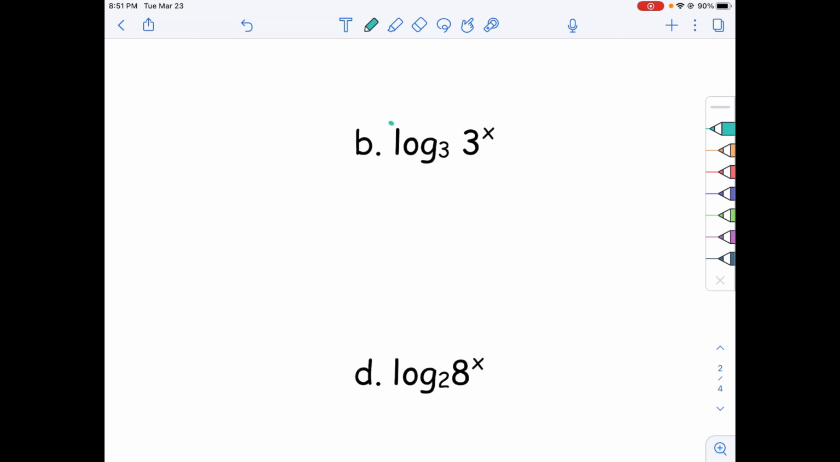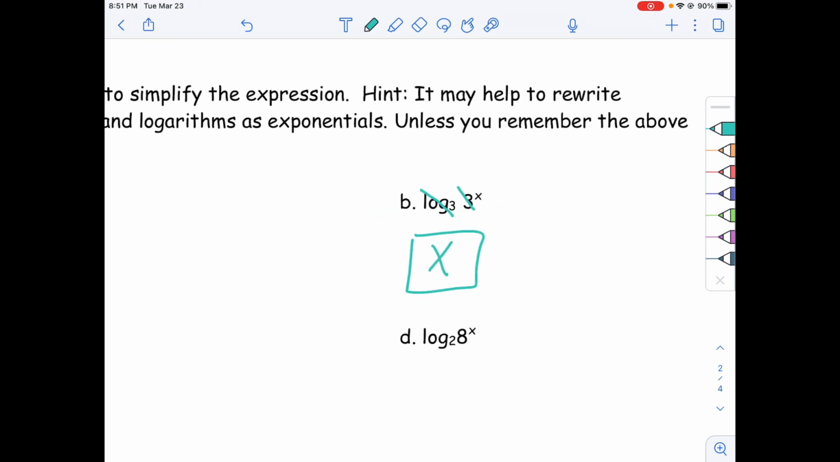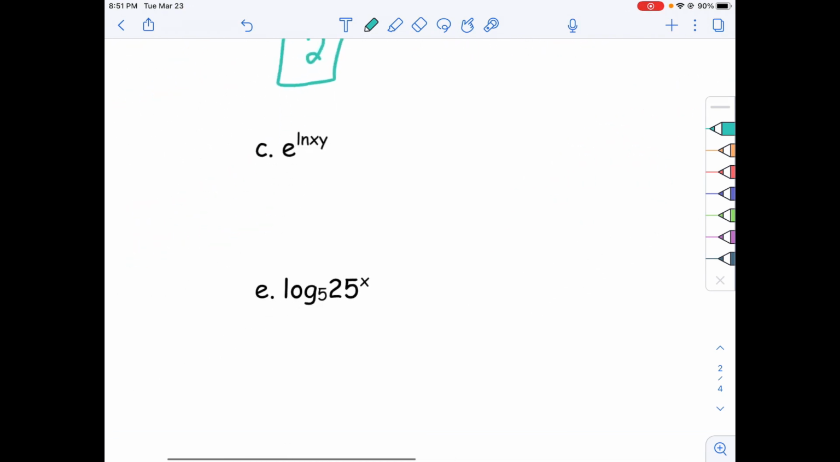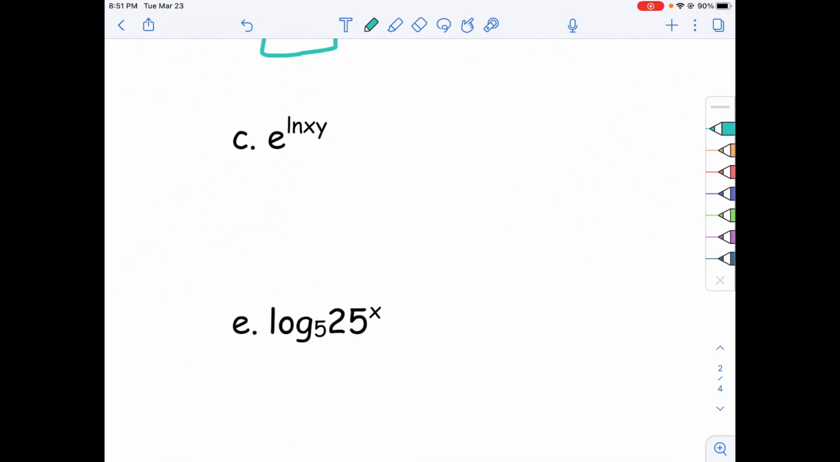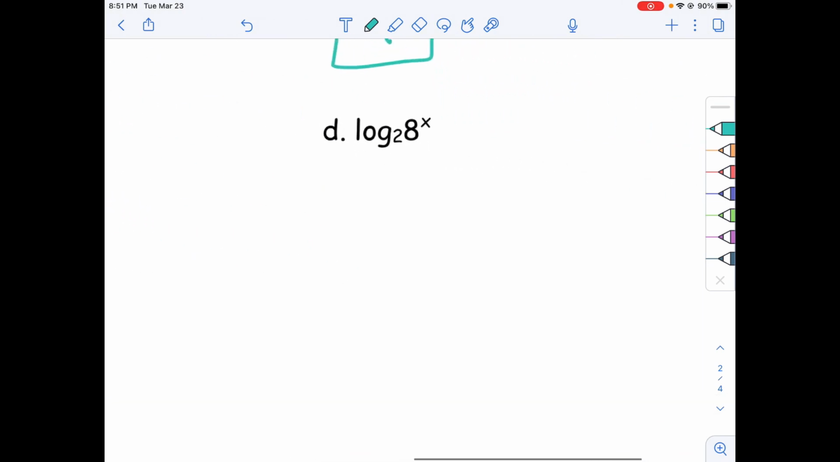Letter B here, we have log base 3 of 3 to the x. Well, this log 3 cancels with this 3, and we're just left with x. For this next one, e to the ln, e cancels with ln because e is raised to the ln, and so we're just left with xy.